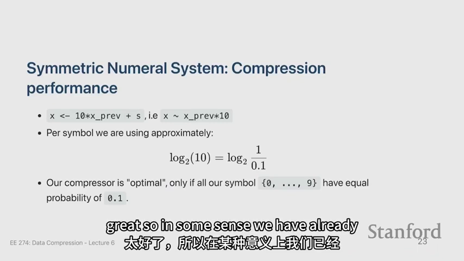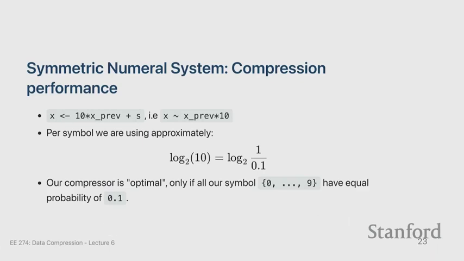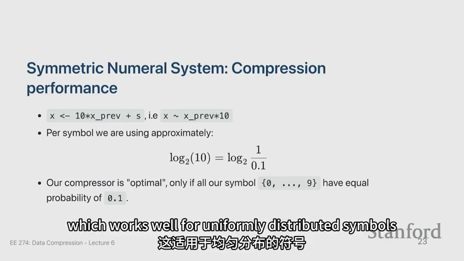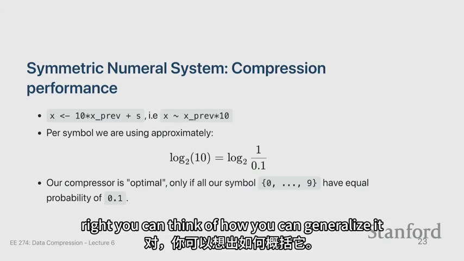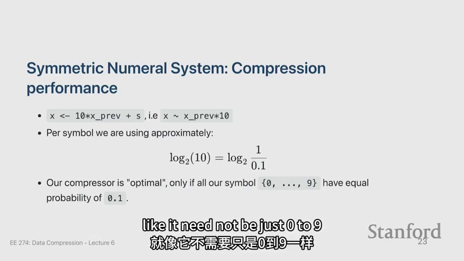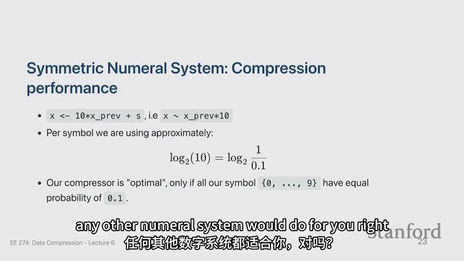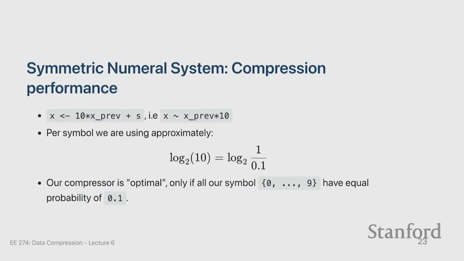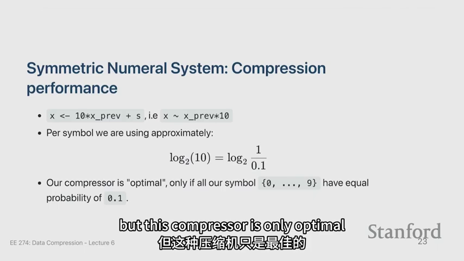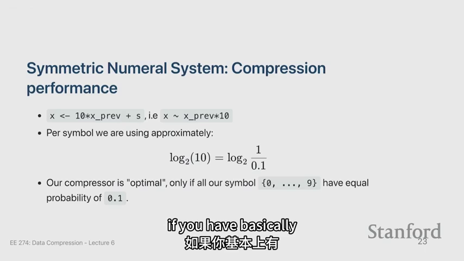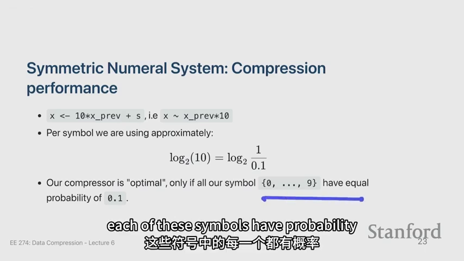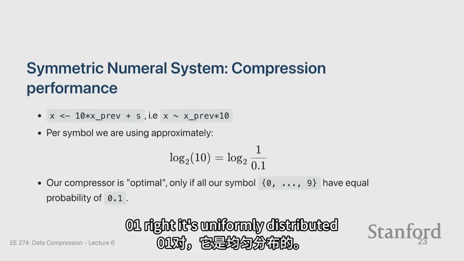Great. So in some sense, we have found a very nice compressor, which works well for uniformly distributed symbols, right? You can think of how you can generalize it from 10 to something else, like it need not be just 0 to 9. Any other numeral system would do for you, right? So that's good. But this compressor is only optimal if each of these symbols has probability 0.1, right? It's uniformly distributed.